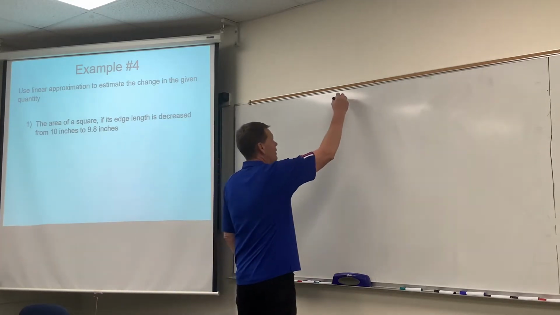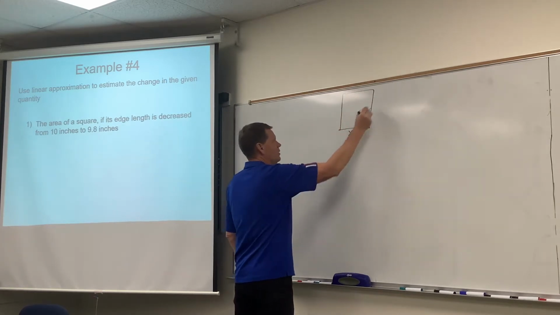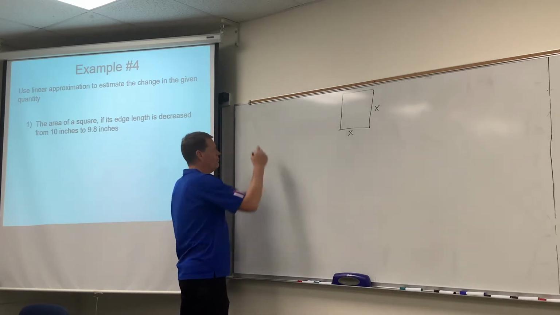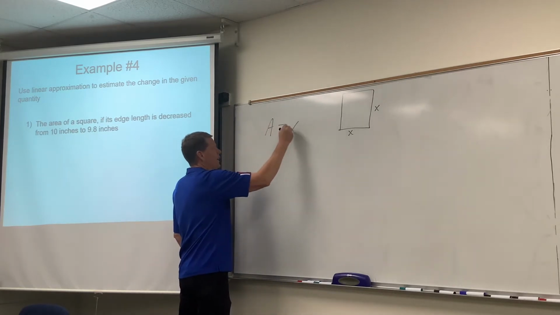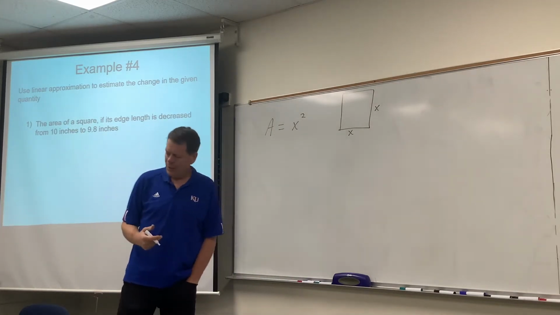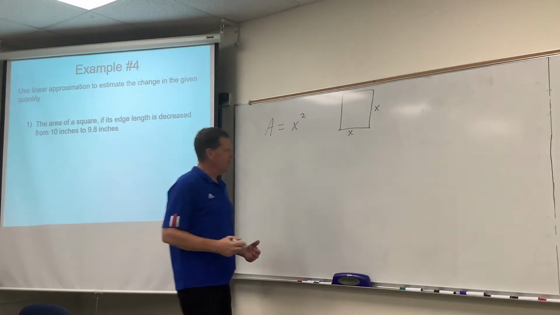So in general, if we were to draw a square, its dimensions would be x by x, wouldn't it? So in general, isn't the formula for the area of a square x squared? Let's call it A for area. So the area is x squared. Now, here's what's happening specifically.